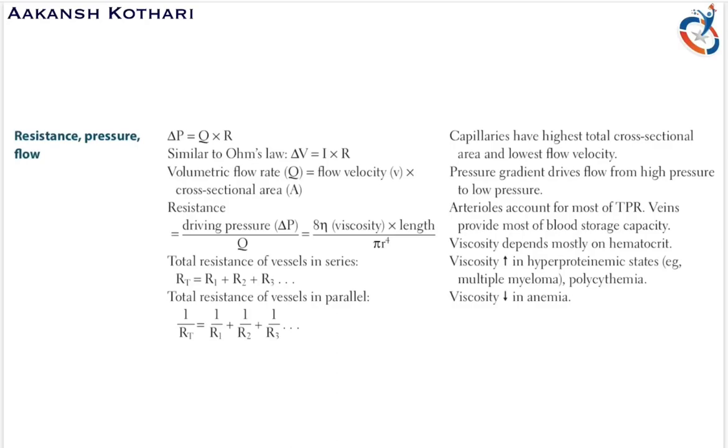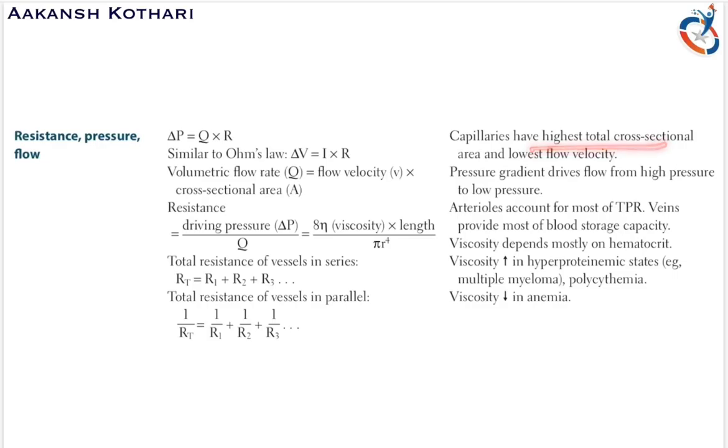The capillaries have highest total cross sectional area and lowest flow velocity. They have the highest total capillary cross sectional area and the lowest flow velocity. Always remember that. The pressure gradient drives the flow from the high pressure to the low pressure, as we all know, and the arterioles account for the maximum total peripheral resistance. Okay, so the maximum total peripheral resistance occurs in the arterioles. Is it clear? Veins provide most of the blood storage capacity of the body. So these are the facts that you have to remember.